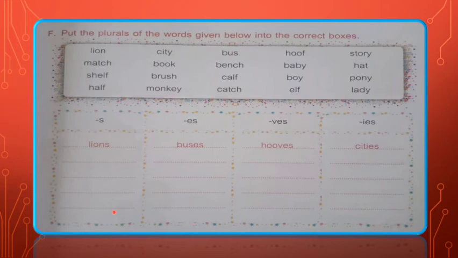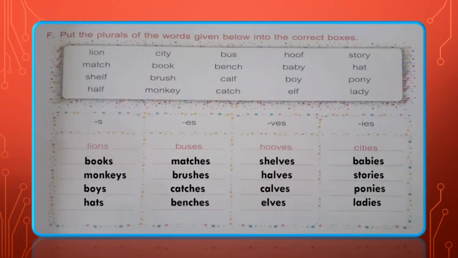So now children, we have discussed the answers. Now let's go to the next slide. Here I have written the answer to this question. You can check your answers with my answers. Okay, children? So now let's see the plural nouns adding S. Lions, books, monkeys, boys, hats.